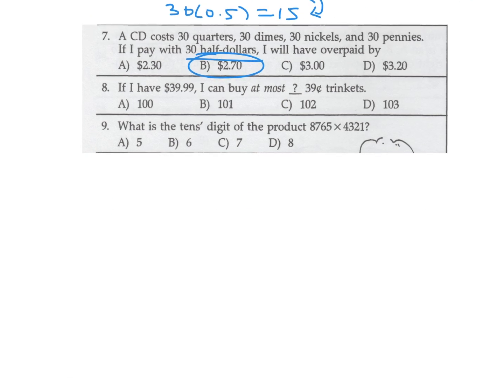If I have $39.99, I can buy at most how many 39-cent trinkets? So 39.99 divided by 0.39, and that is 102.53 approximately. So 102 is the answer, and that would be C.